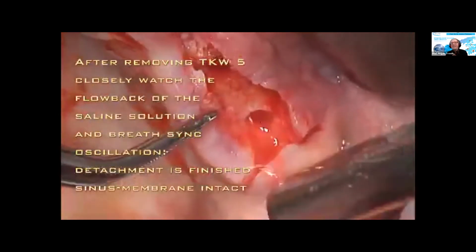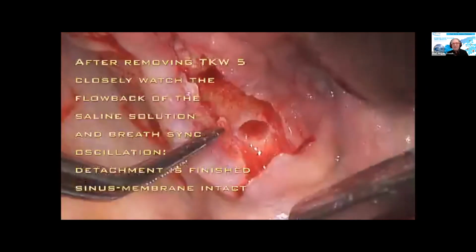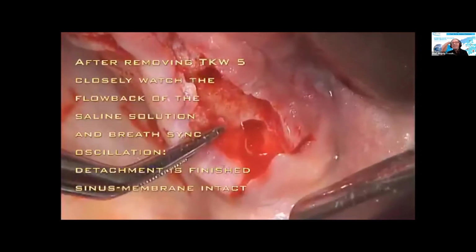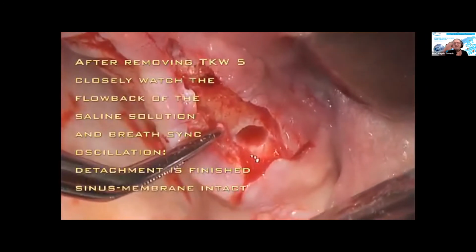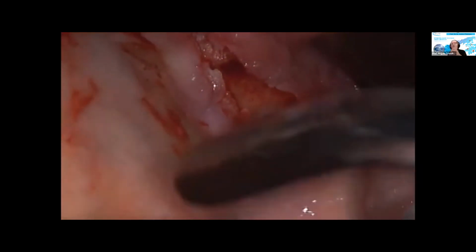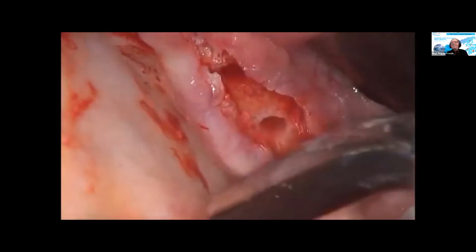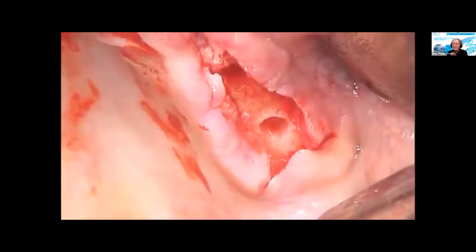And now what you can see is the patient still breathes, fortunately, because the patient is alive. And you can see already all the water you pumped between the sinus membrane and the sinus base is flowing back, and there are no gas bubbles. That means another proof. You don't have to see the membrane to know that it's not perforated.